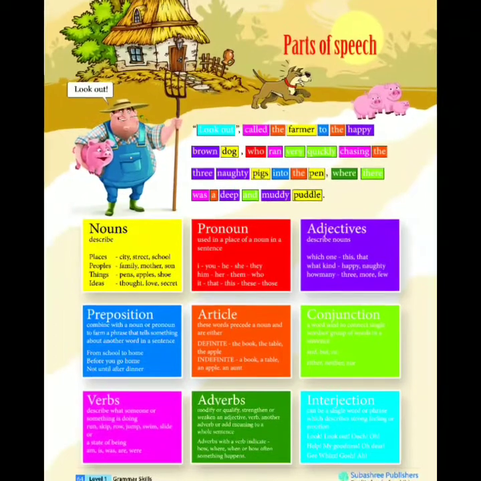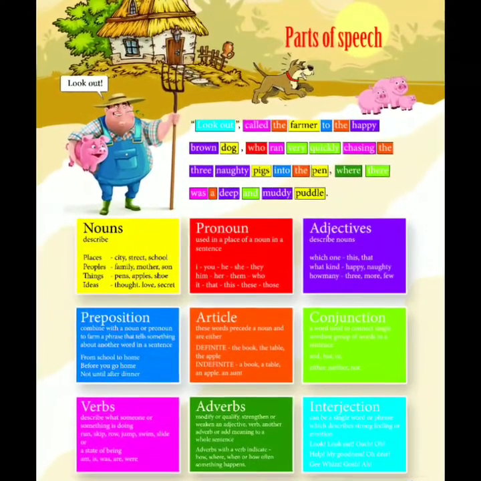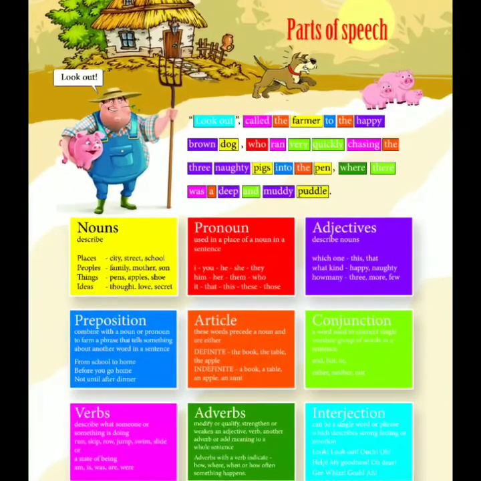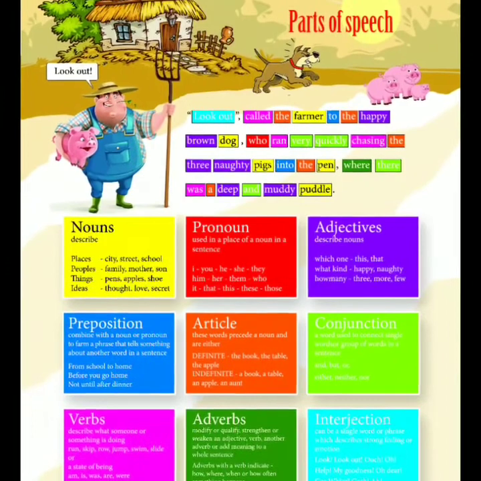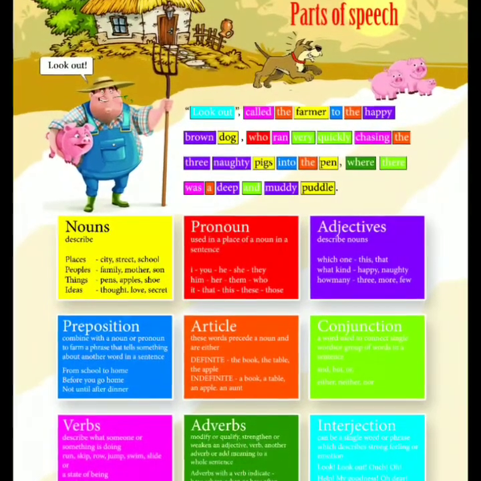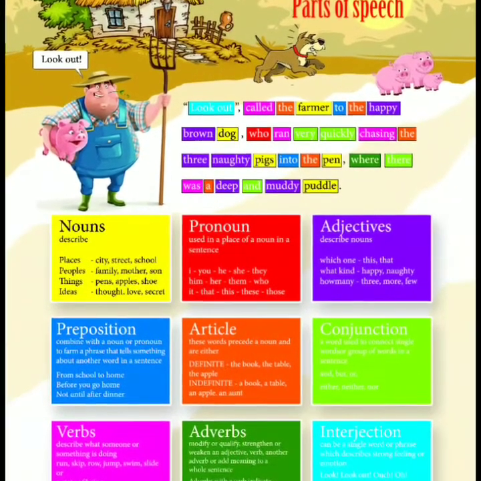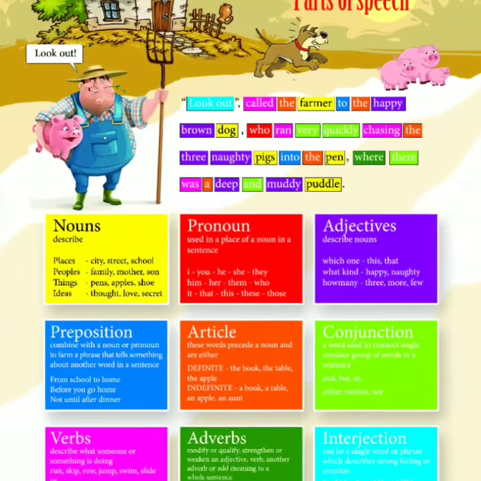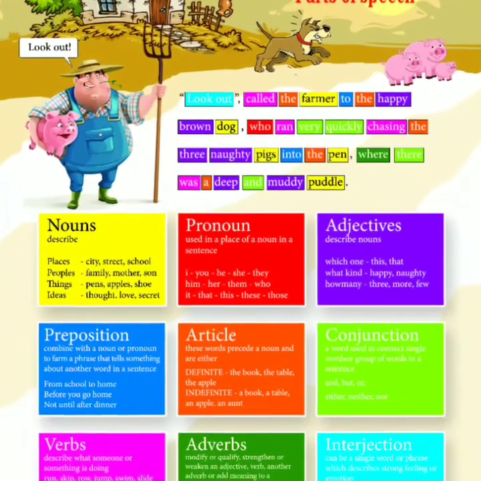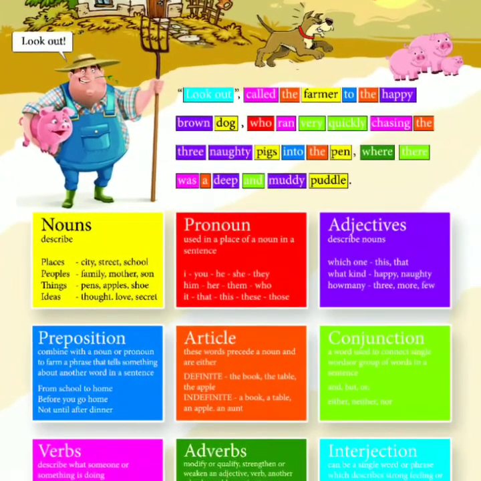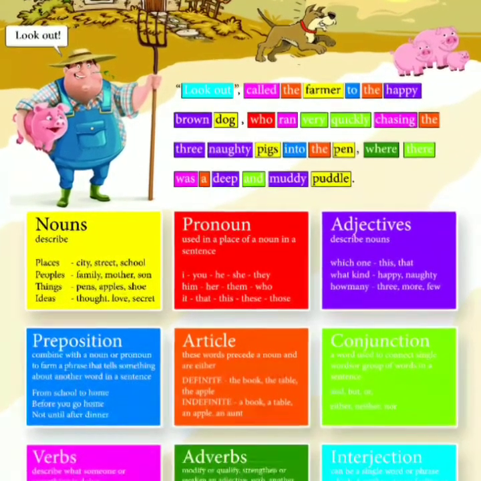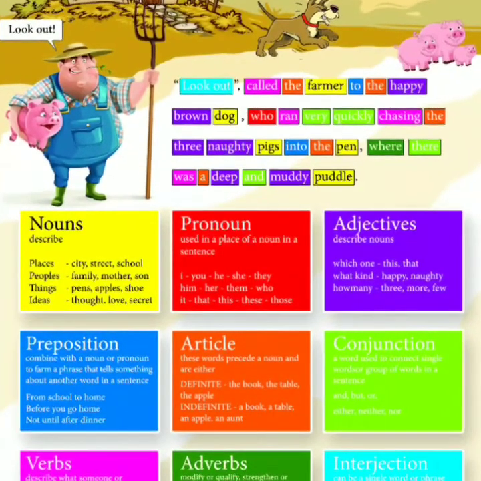Let's revise the parts of speech. Nouns describe places, people, things, and ideas. Pronouns are used instead of nouns, like I, you, he, she. Adjectives describe nouns: which one, what kind, and how many. Prepositions show relationship, from school to home.